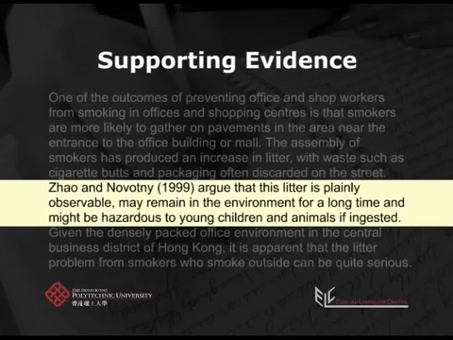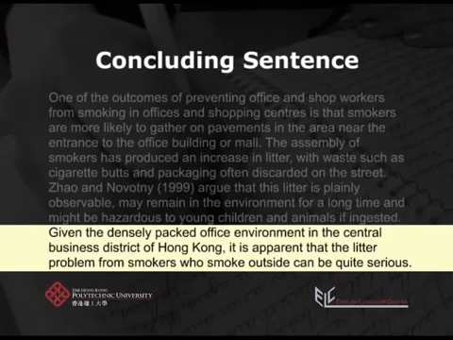Okay, next, the supporting evidence. This sentence uses a source, Zhao and Novotny, which shows why the litter is a problem. And remember, this makes your writing stronger and it's no longer just your opinion. Finally, we have the concluding sentence. This links back to the topic sentence as well as the context of the question, Hong Kong. Okay, so that's your basic structure.